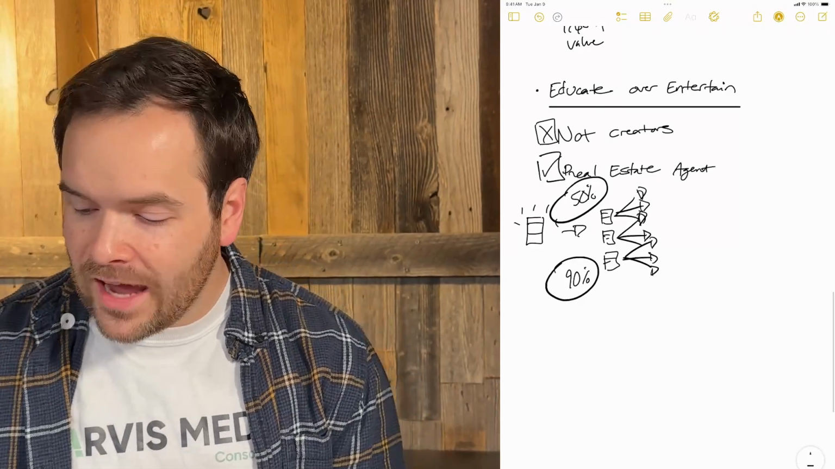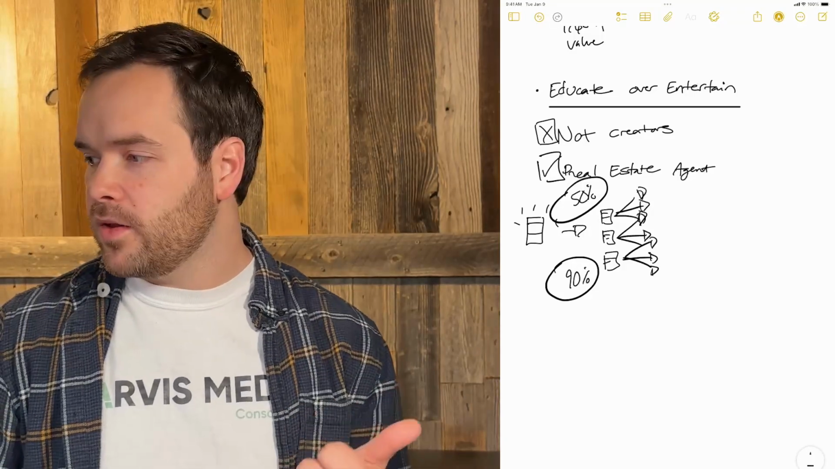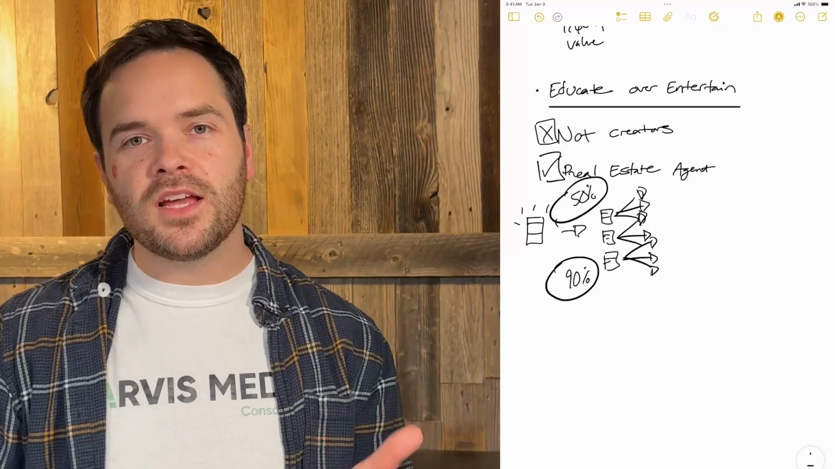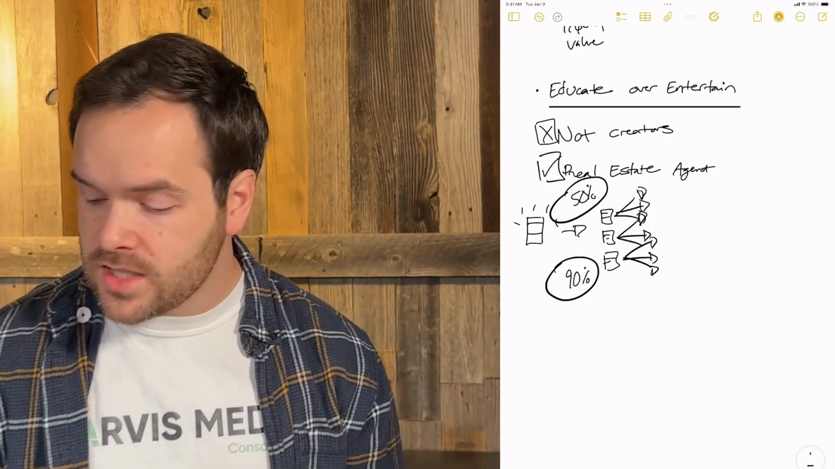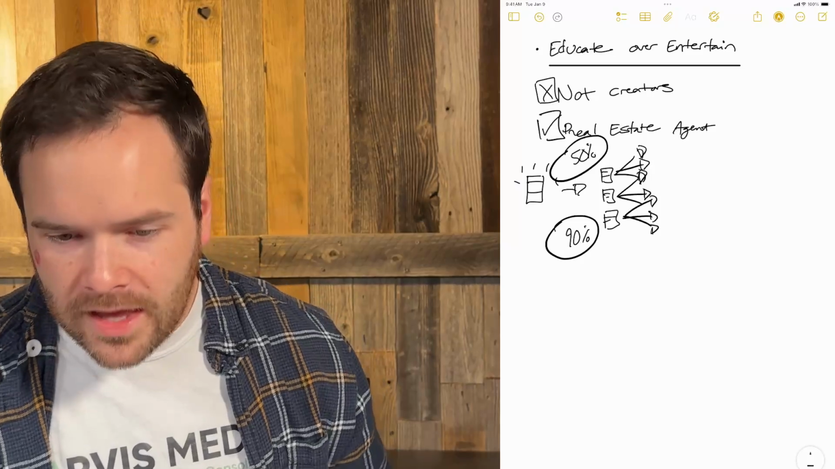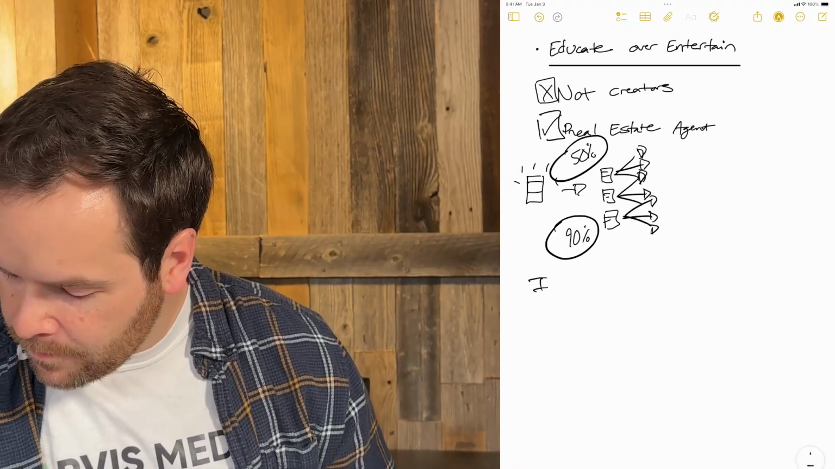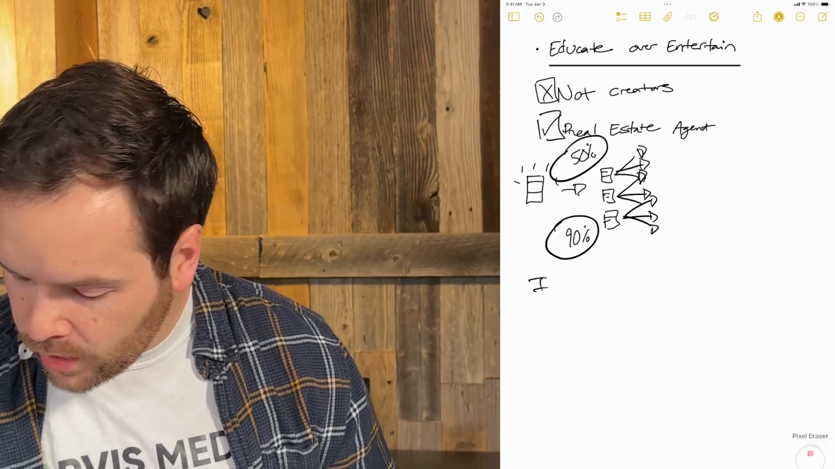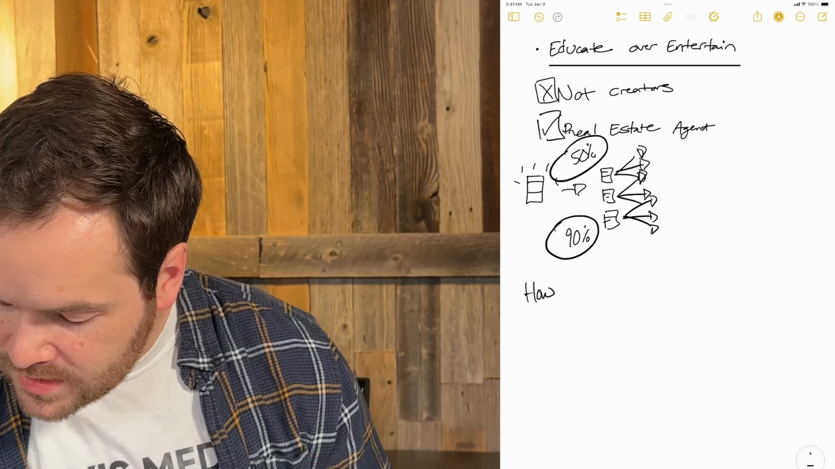Now, the question then is, okay, cool. I understand that I don't need a billion views. I really just need these views to be as high quality as possible. In which case, awesome, we're off to the races. How do we do that? How do we make our content more important? How do we make our content more appealing to the right audience?